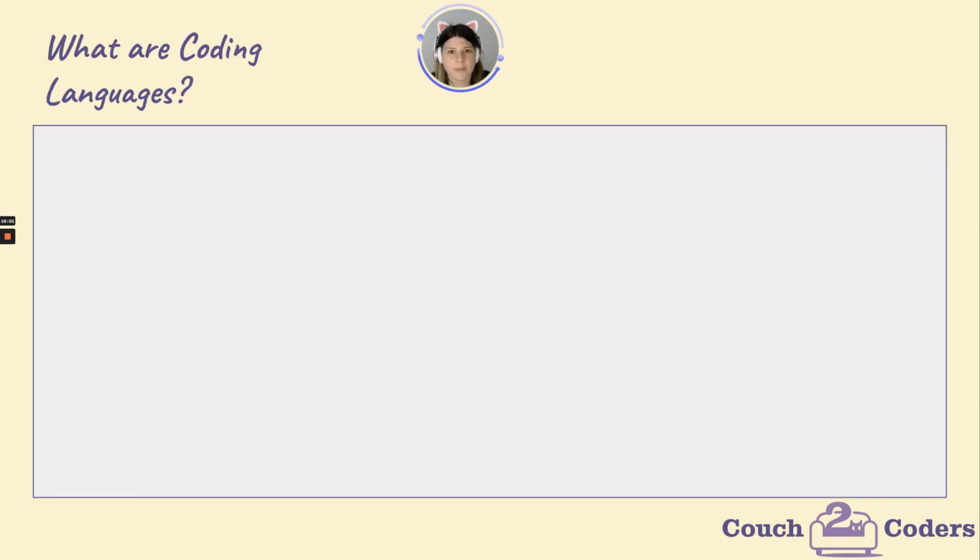The next thing we'll talk about is what are coding languages. Coding is speaking with your computer. That's why it's called a language. When I first started learning, I didn't really think of it like that, but that's exactly what it is. So I am trying to format what I want in my mind and tell it to my computer so that it can return the information that I want.